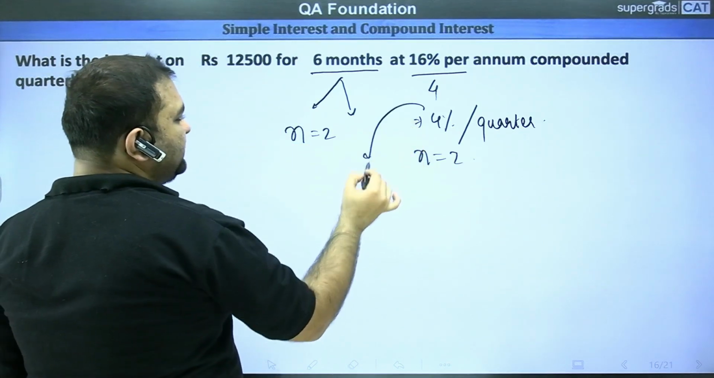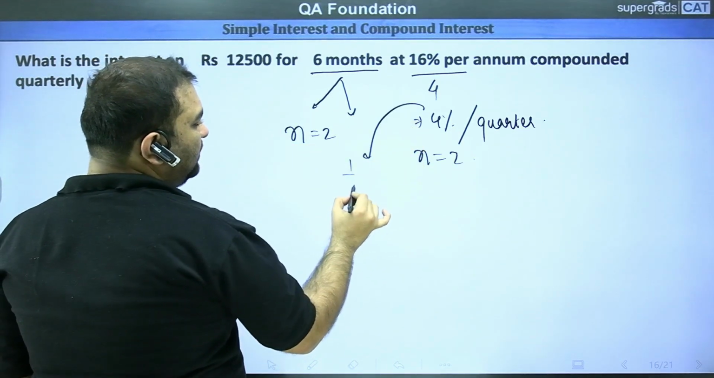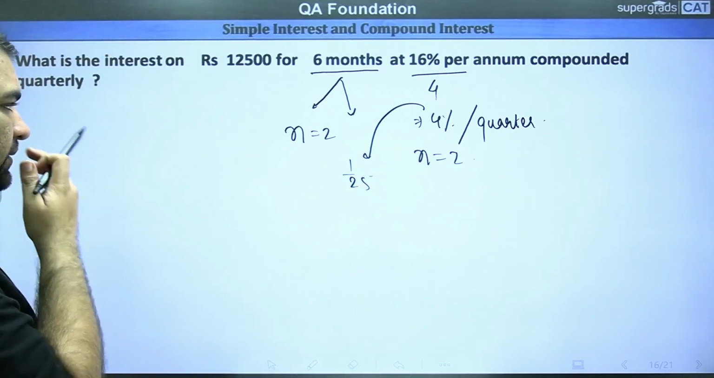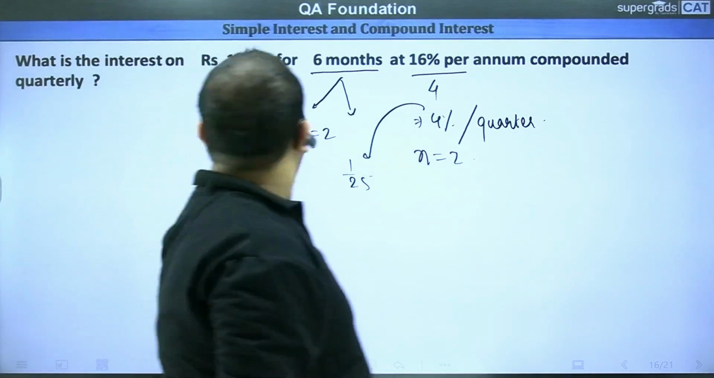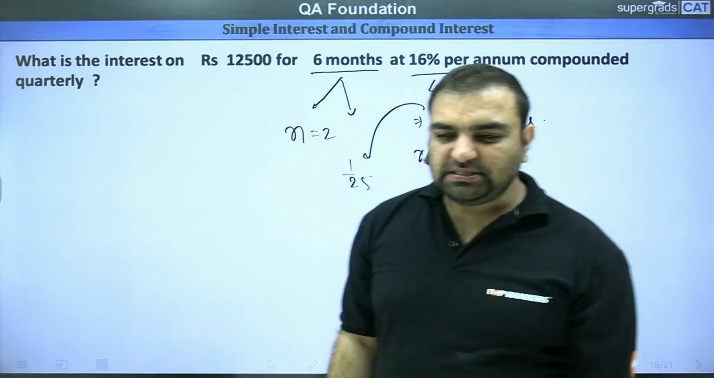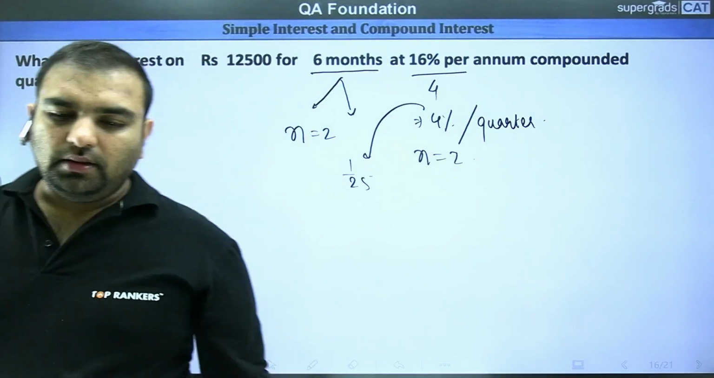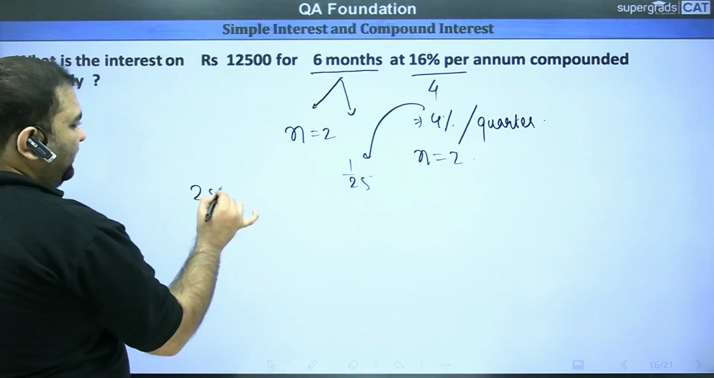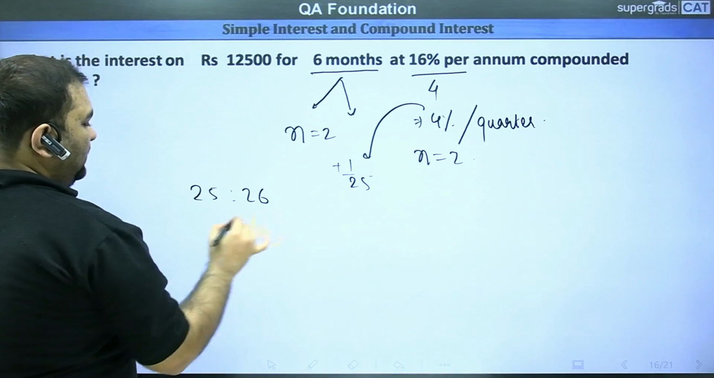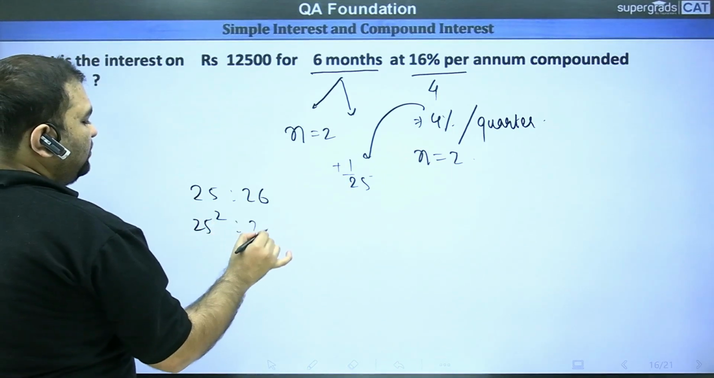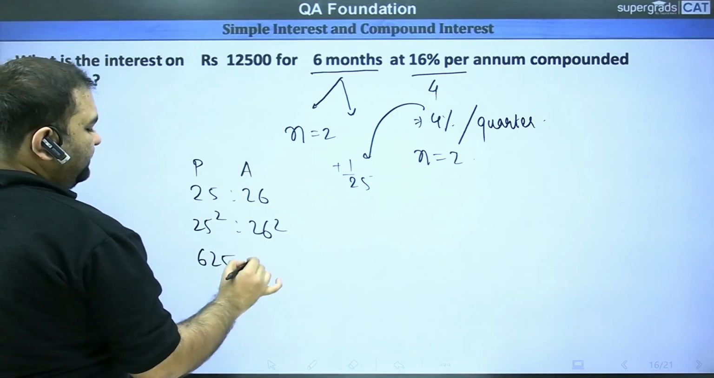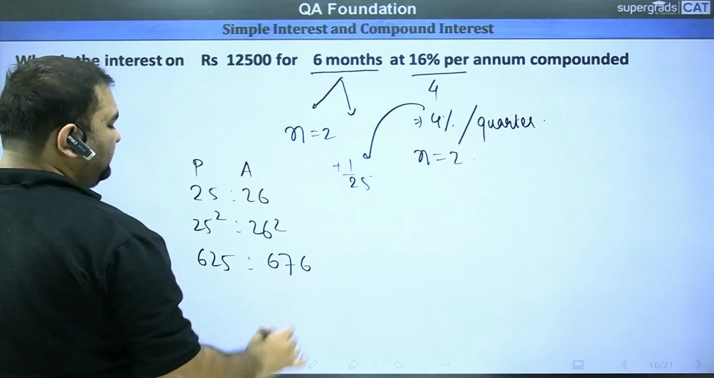4% is 4 by 100, which is 1 by 25. So in one quarter, 25 will become 26. In two quarters, 25 square will become 26 square. 625 will become 676.